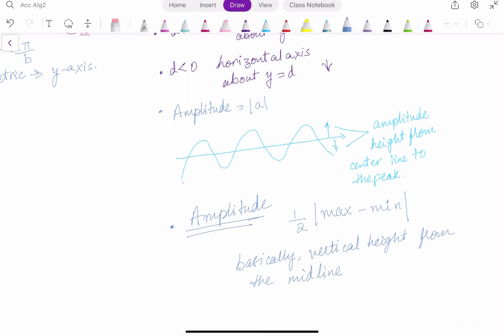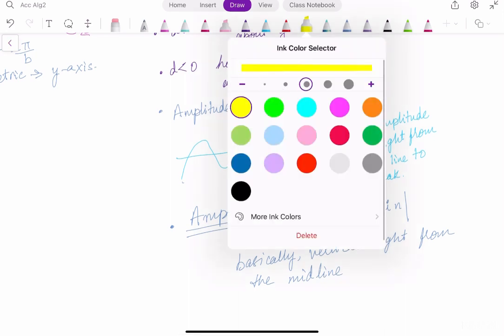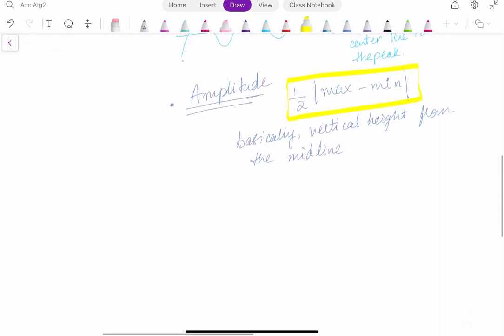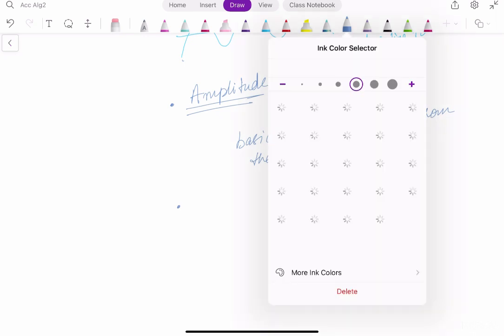That is why we use the word midline when we are talking about D, when we said y is equal to D, right? That is also called the midline, because we are creating a new midline because there is a vertical translation up or down.